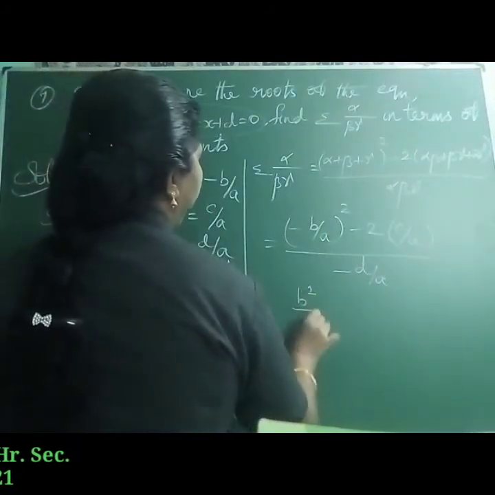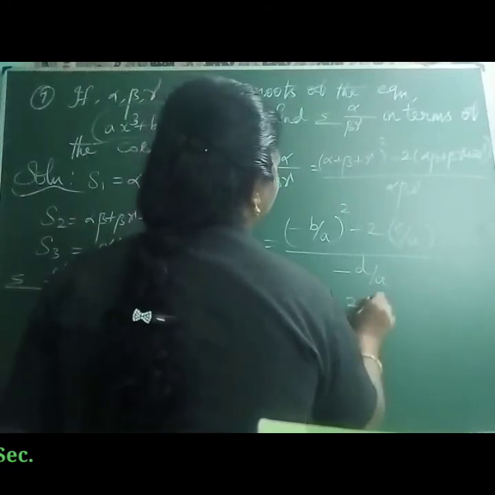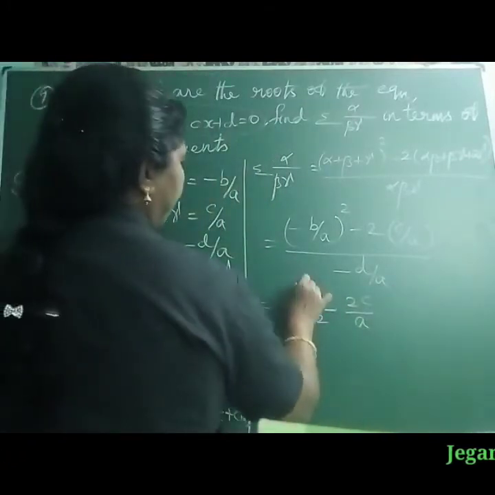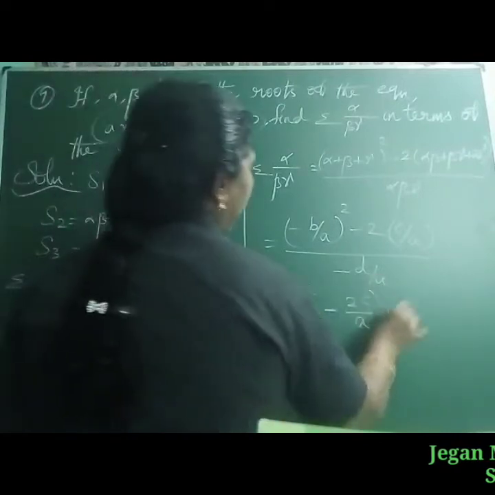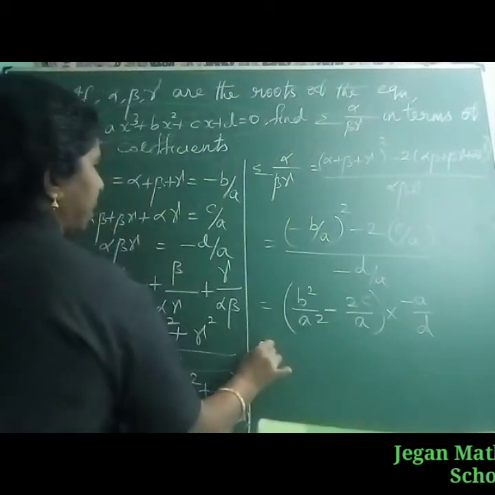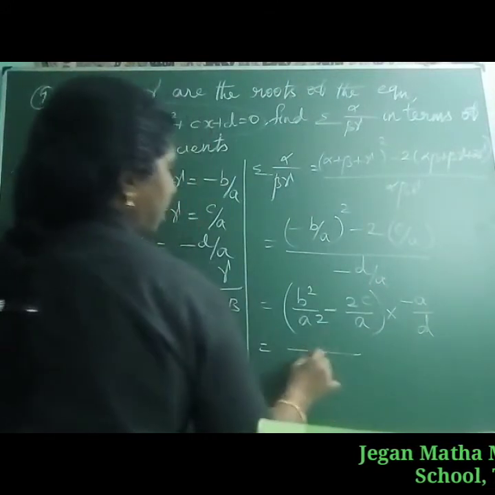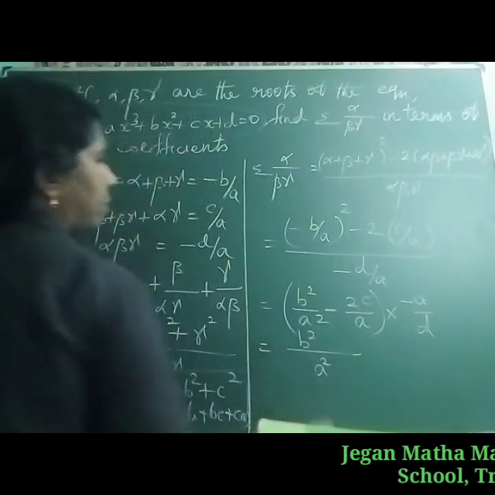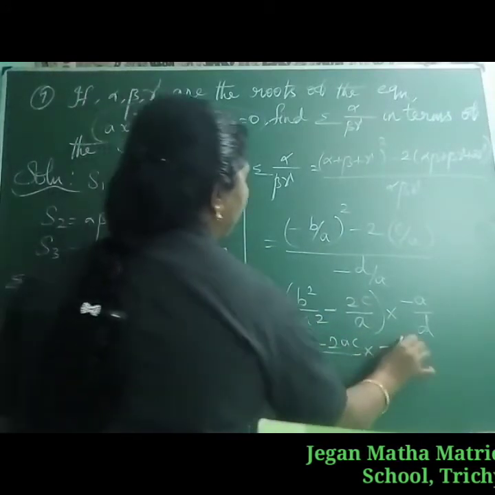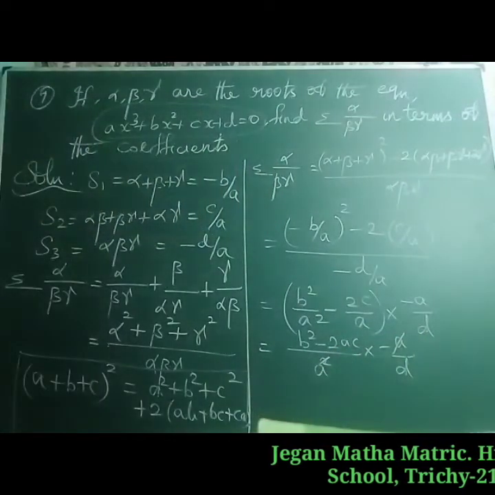So you can write b square by a square minus 2c by a into minus a by d. If you are taking a square as LCM for the first term, b square minus 2ac into minus a by d. One a you can cancel.